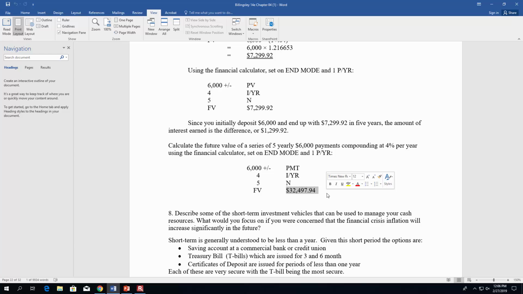$6,000 times 5.416, 32,496. Yeah, it was off by $2. So whatever. As long as you're in there, I think for that one, give yourself a point for each of them. A point if you got 7,300. A point if you got 1,300 for the interest. And a point if you got 32,496 approximately for the future value of the annuity.